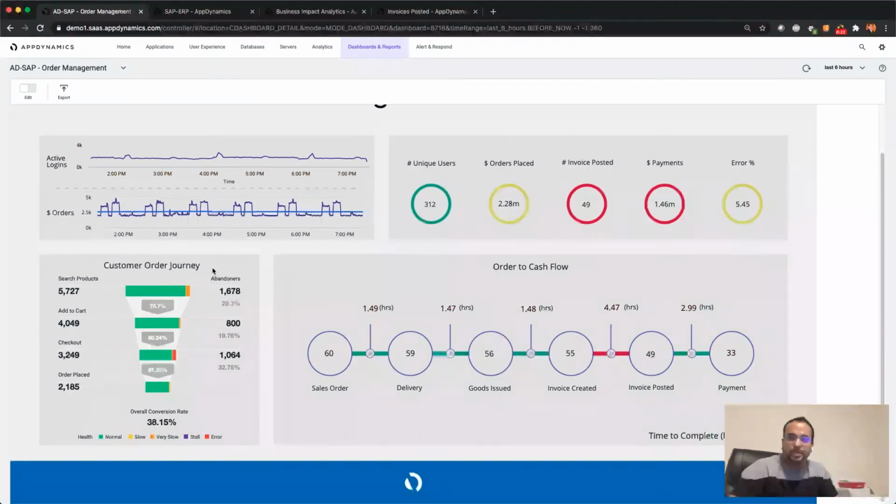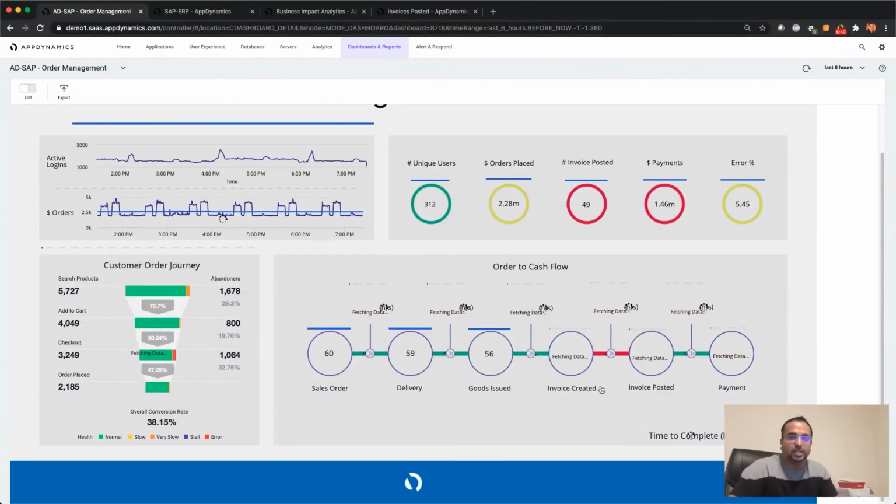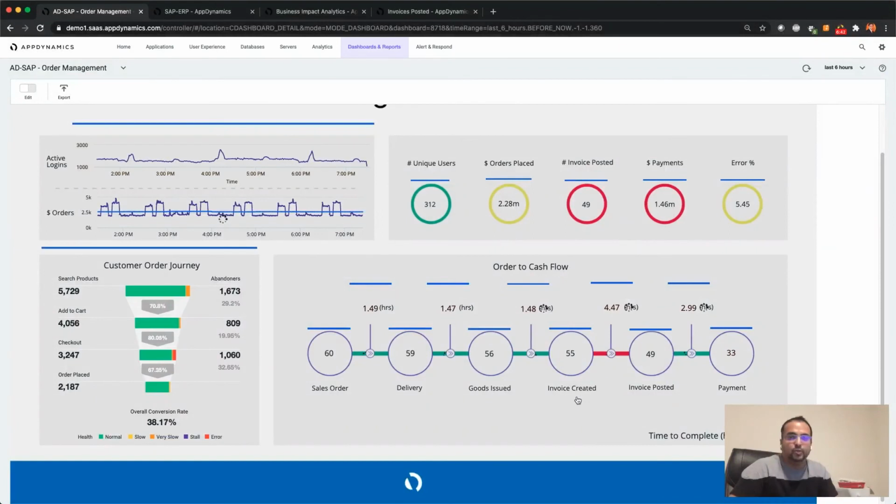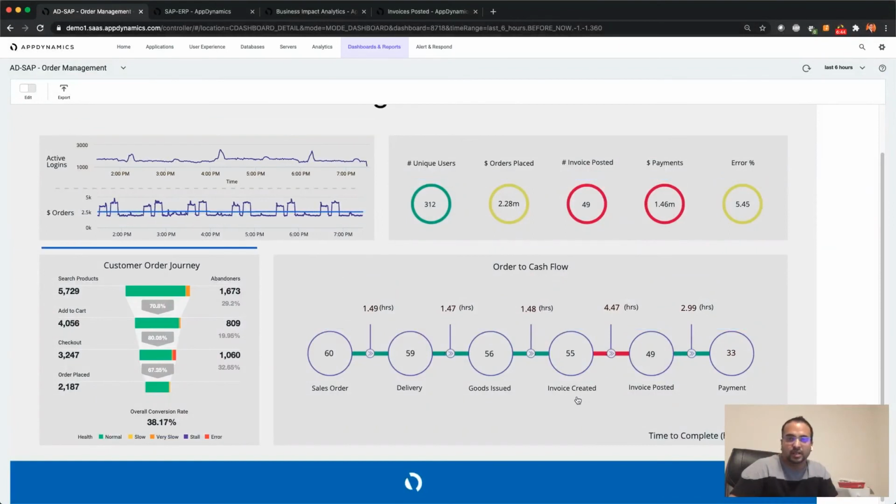From the end user customer journey, we now translate to the order fulfillment journey. The order fulfillment journey, or the order to cash flow, as we identified, consists of various steps depending upon how the SAP systems are set up. In this particular case, what we're seeing is there's a huge time lag between when the invoice was created from the SAP user to when the invoice was posted to the SAP customer.